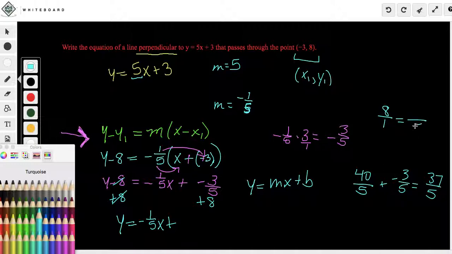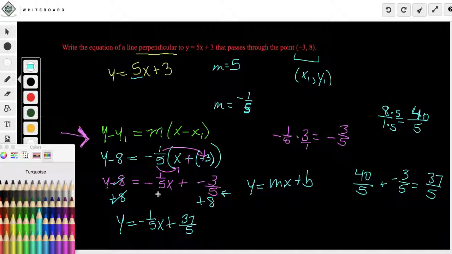If you don't know how I got that 40, remember we have 8 over 1, and we wanted to change it into something over 5. So if you remember, because we wanted the 5 to be the denominator, you say 1 goes into 5 times. 5 times 8 is 40. Or you can just say, I'm going to multiply the bottom by 5 and the top by 5, and then you get 40 over 5. There's a couple different ways of doing it, depending on how you learned it. So regardless, we're going to end up right here with 37 over 5.